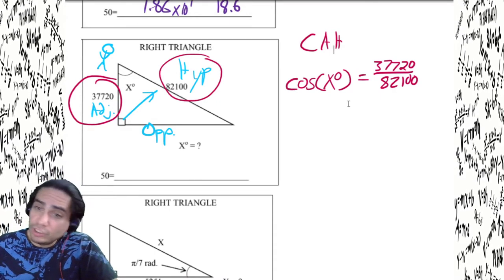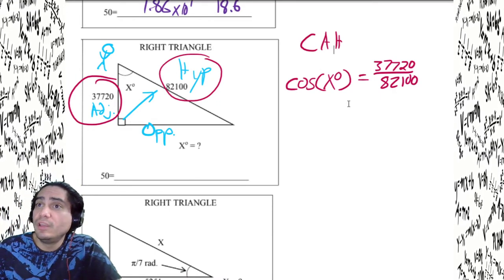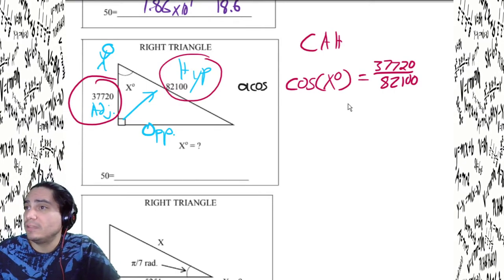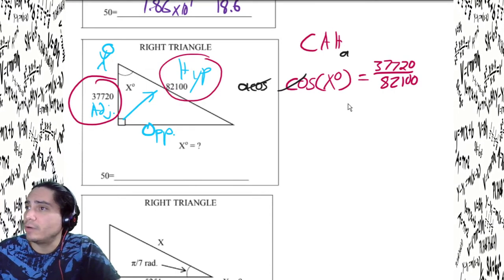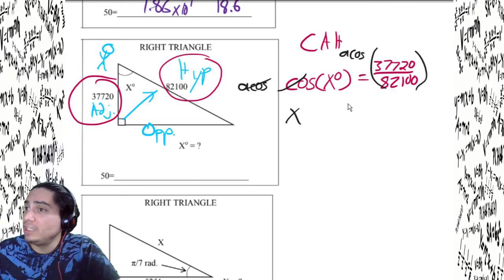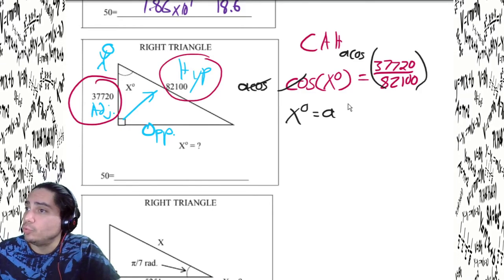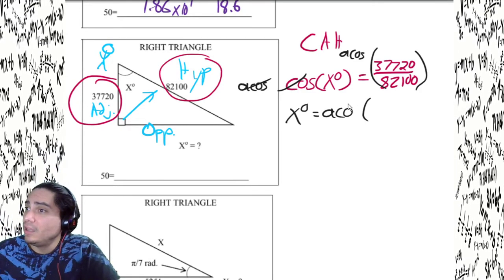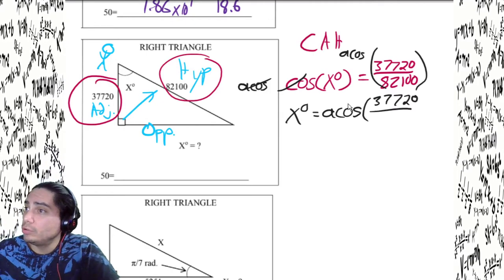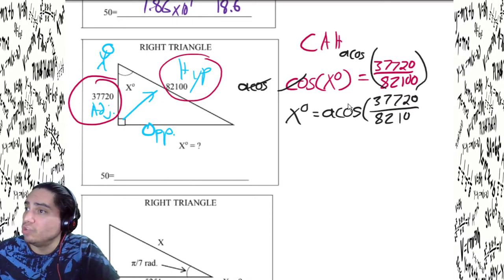All right, remember, we're missing the angle of reference, so we're gonna have to use that inverse cosine on both sides. The inverse cosine and the cosine cancel each other out, but the inverse cosine on this side is what gives us our answer. So really, x degrees is equal to our inverse cosine, and then we're going to put 37720, just setting it up, over 82100.